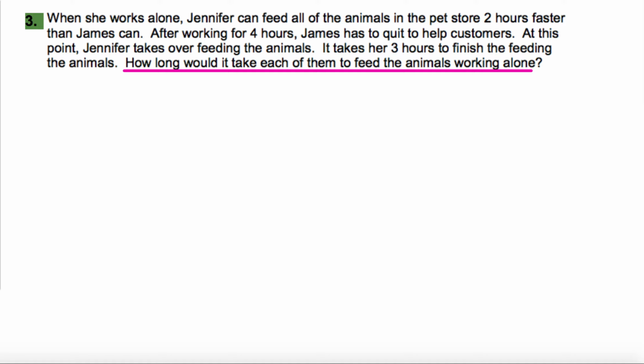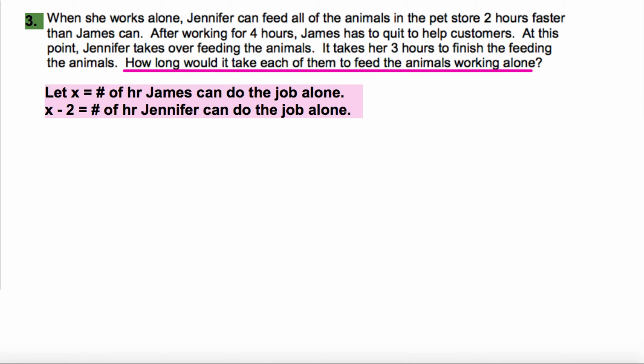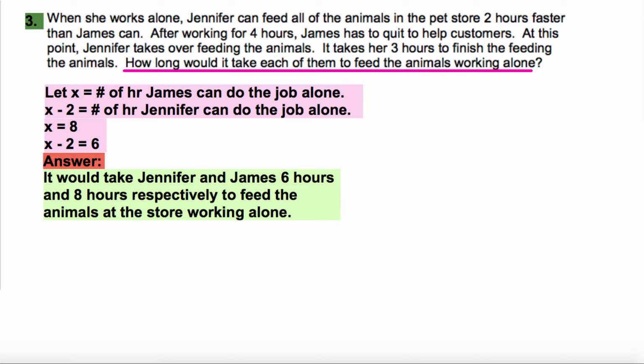How long would it take each of them to feed the animals working alone? x was equal to 8, so x minus 2 is equal to 6. Thus, the answer to this question is, it would take Jennifer and James 6 hours and 8 hours respectively to feed the animals at the store working alone.